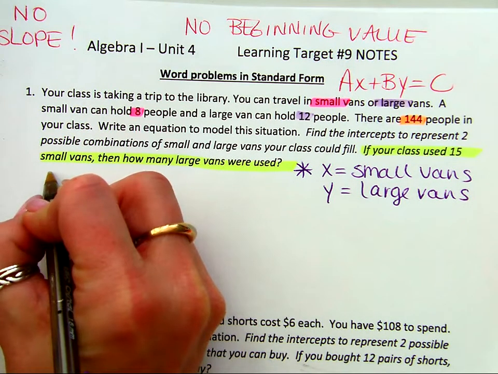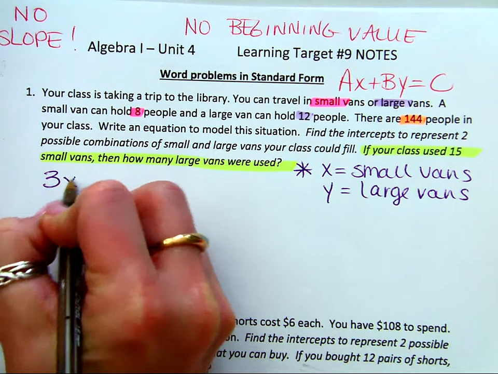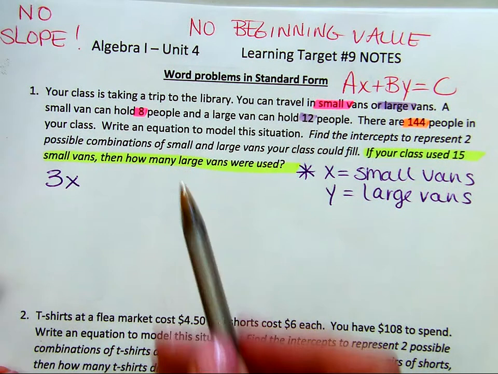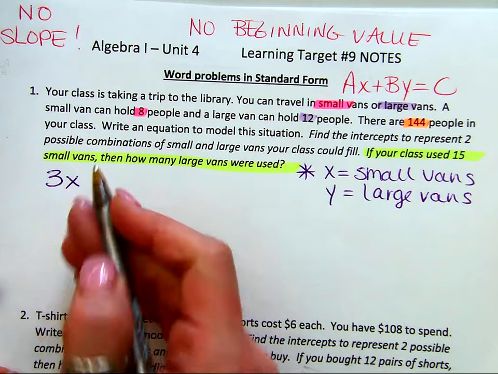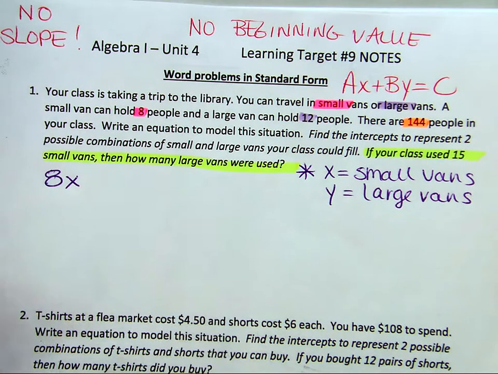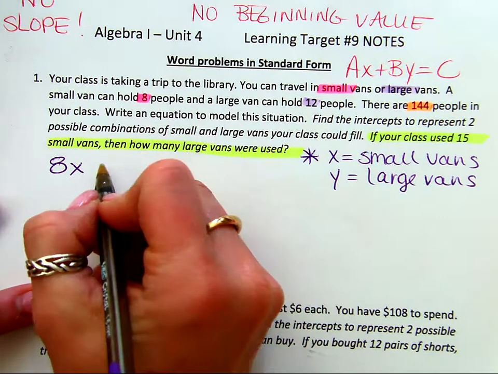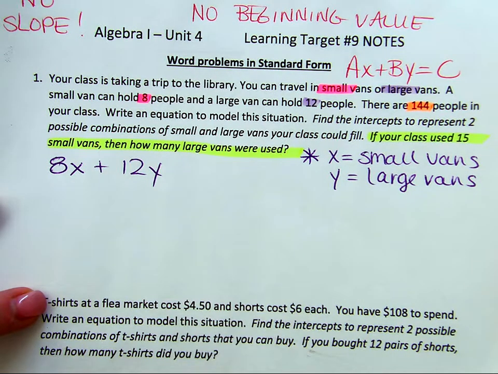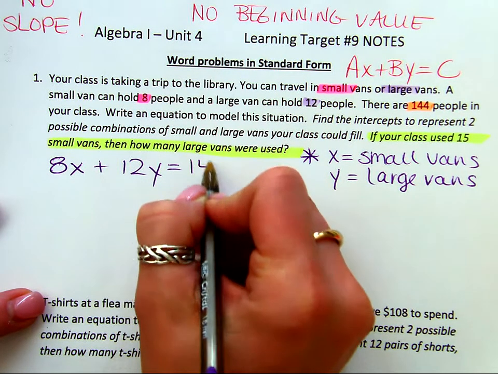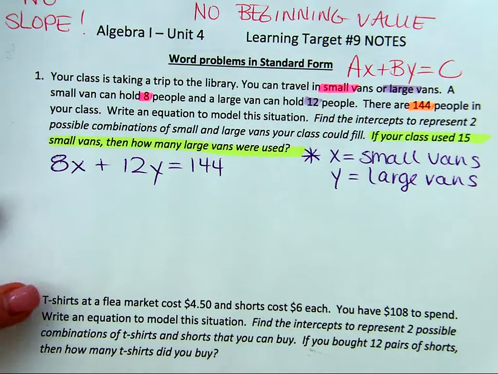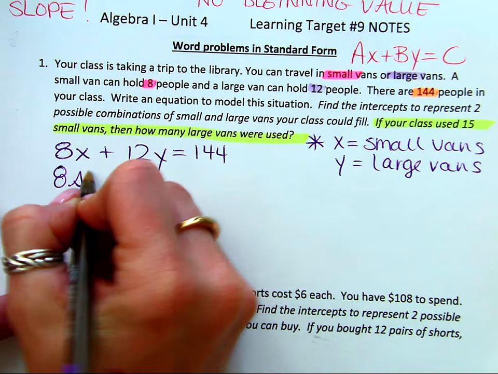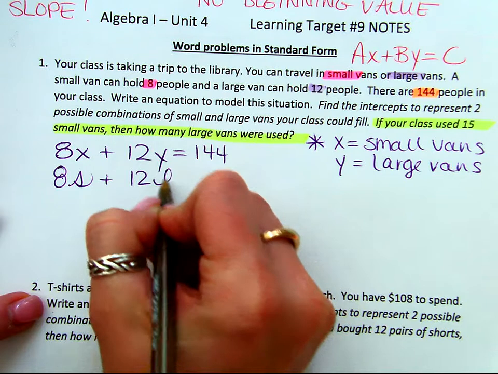So watch, this is how it comes together. It's actually really simple. It's 8, because the next problem we do is 3. So 8 people can go in a small van, 12 people can go in a large van, and I need to fit 144 people. Or you could have written 8 in a small, 12 in a large.